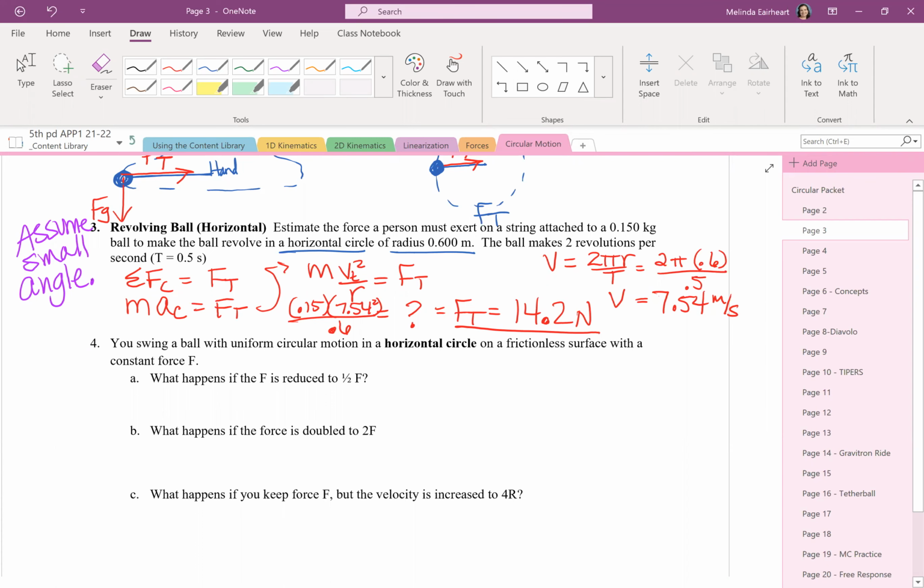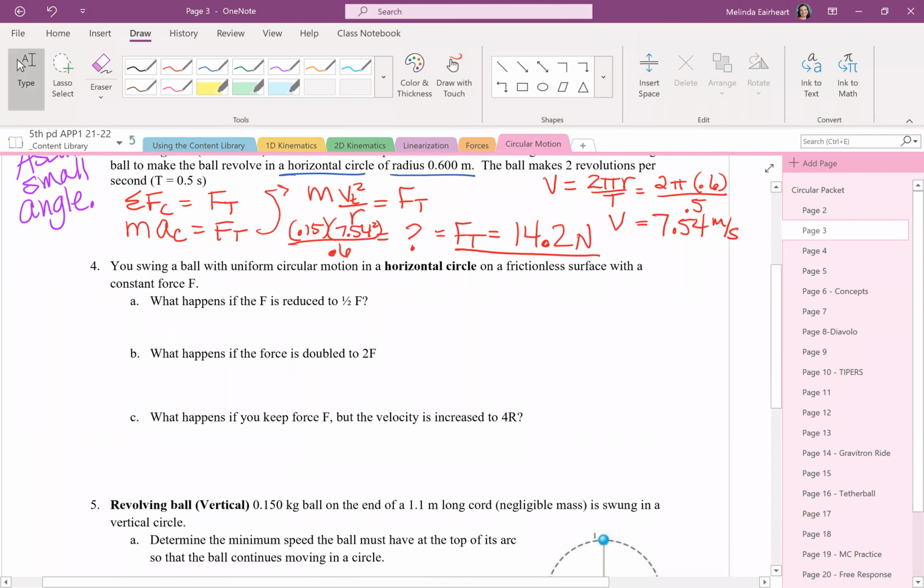Okay, let's do this last question. Hopefully we have time to at least get a couple. Kind of going back to those proportions, still ball on a string, horizontal circle. It says you swing a ball with uniform circular motion, constant speed, in a horizontal circle on a frictionless surface.